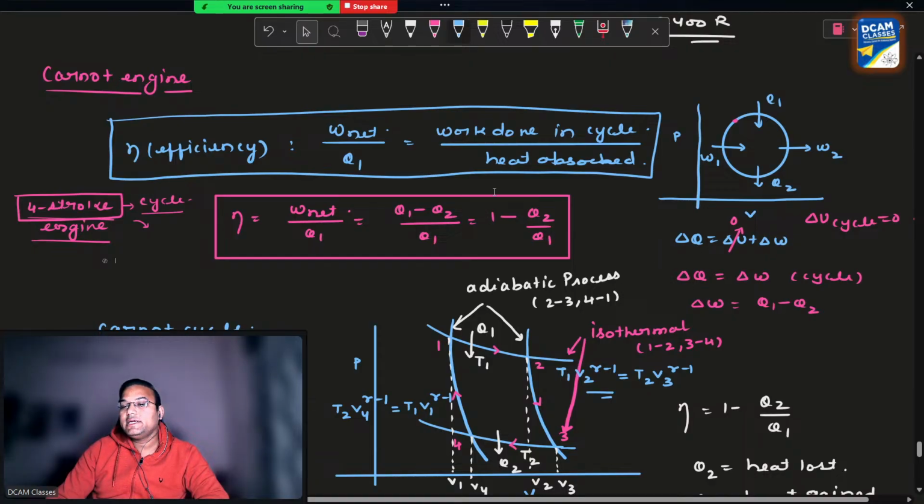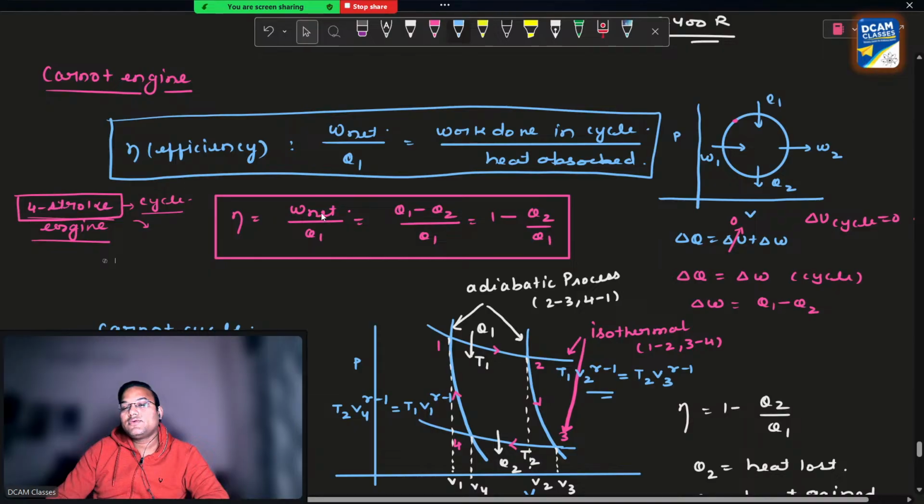So we can easily write total work done is equal to Q1 minus Q2. Q1 is the heat absorbed, Q2 is the heat lost. So net heat which is present in the system is Q1 minus Q2. Understood? Haripriya, this one? Yes. Hmm.